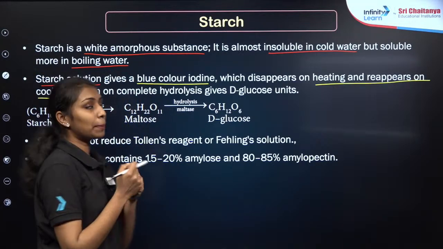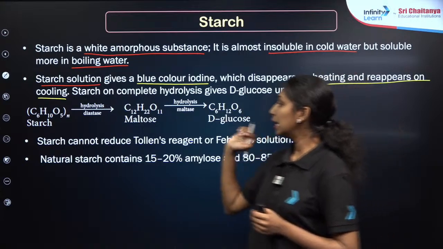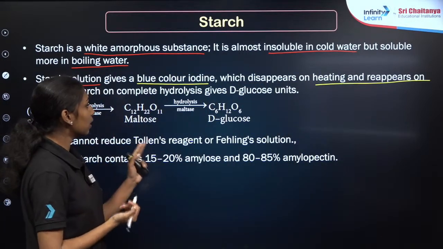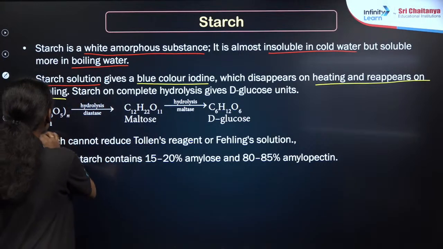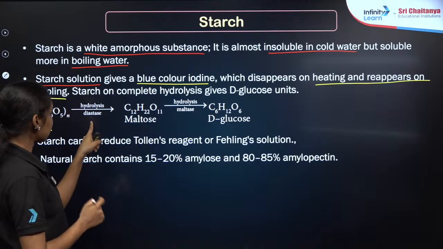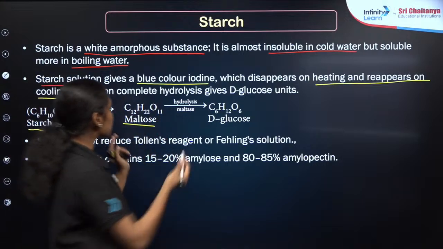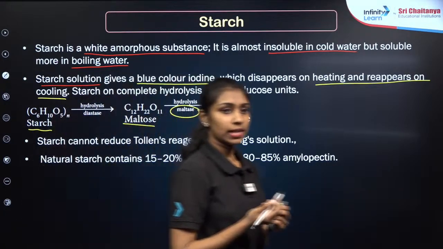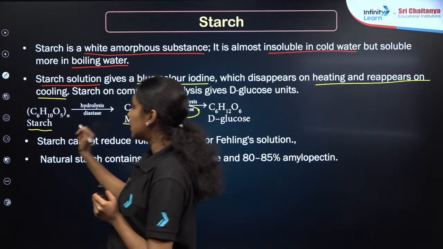Whenever starch combines with iodine, a complex is formed, so it gives the blue color. Next, starch on complete hydrolysis gives D-glucose units. For example, if I take starch and do the hydrolysis along with the enzyme diastase, it will form maltose. Maltose again undergoes hydrolysis in the presence of the enzyme maltase to form D-glucose. Okay, this is about the hydrolysis of starch.